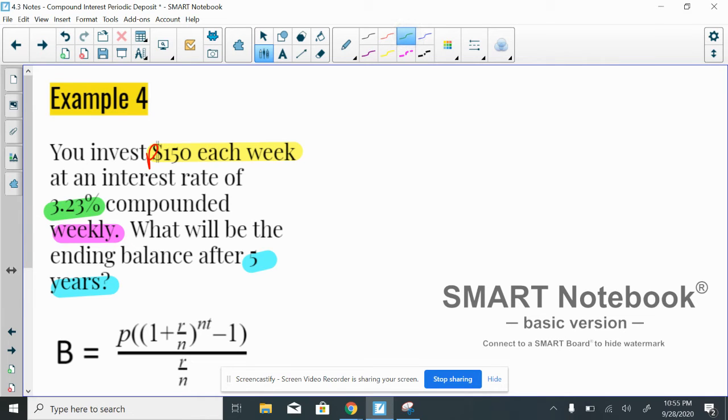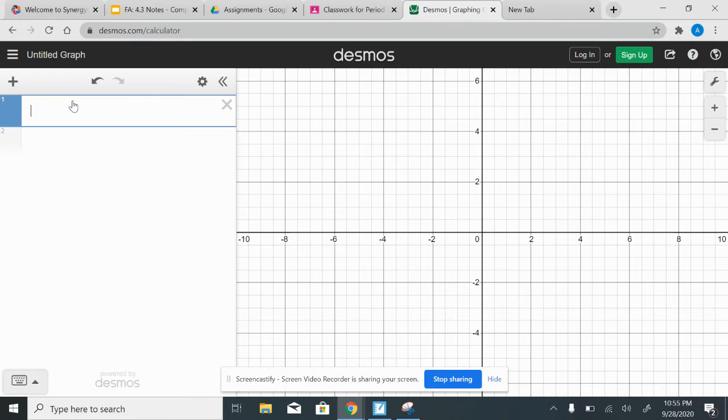We're going to convert our rate, 3.23. I feel like we already did 3.23 today. Maybe it's all starting to run together for me.